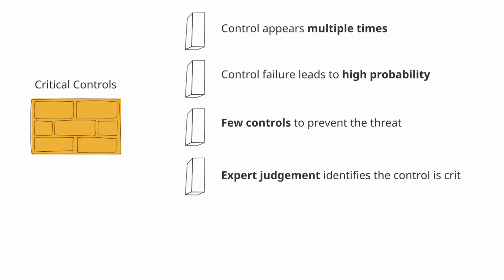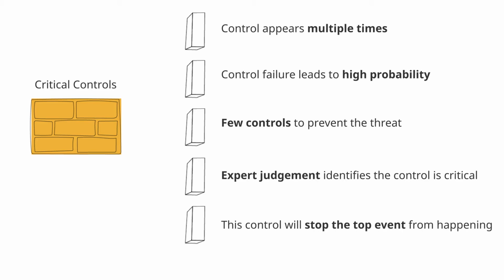Next, is the control considered critical based on expert judgment? An example of this might be when a barrier failed previously and caused an incident to occur. Finally, if all of the other controls fail, will this control stop the top event from happening?